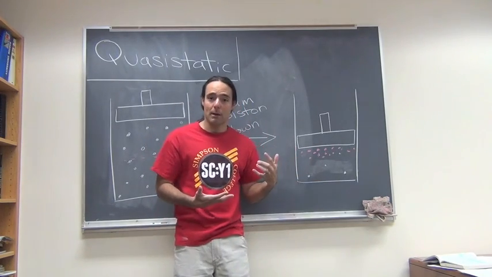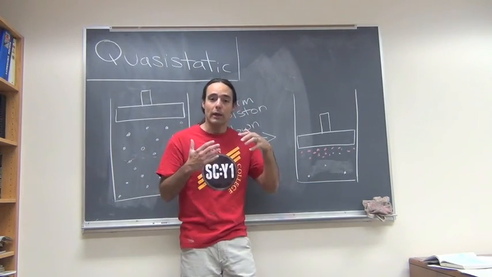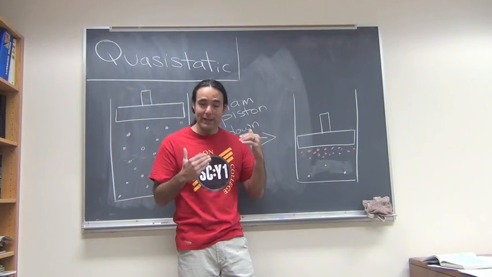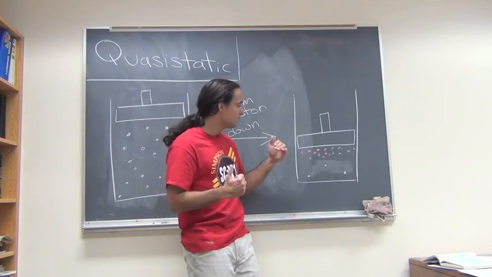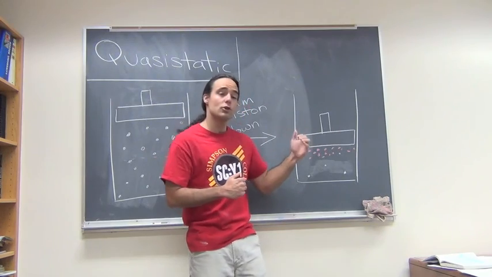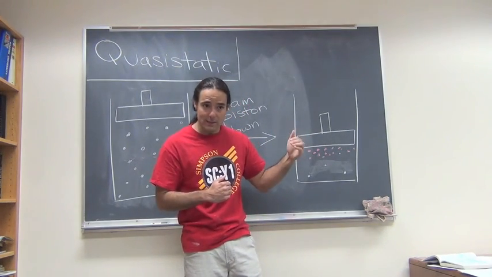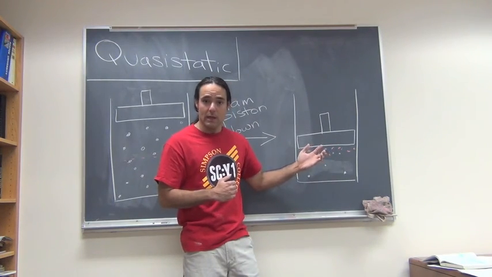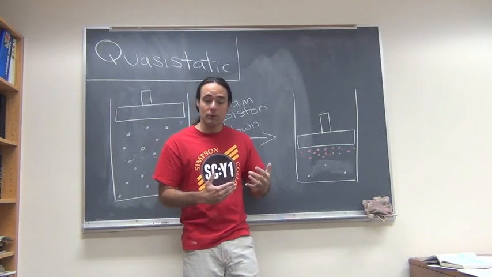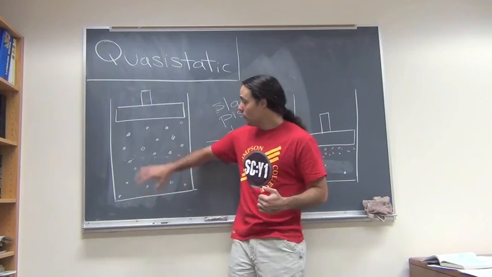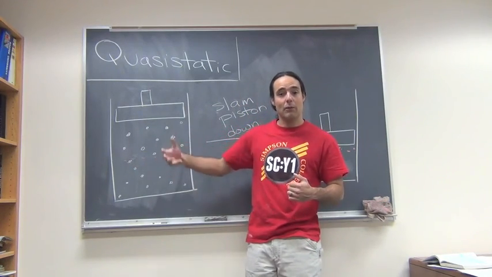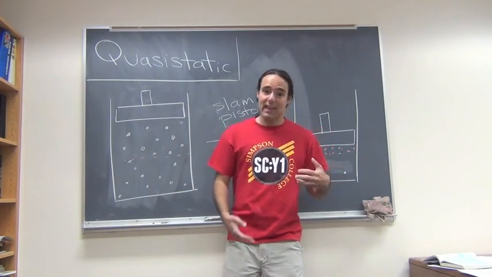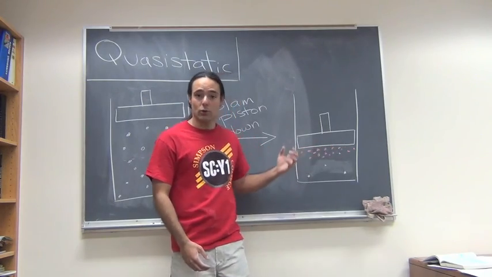Now, why is that a problem? Well, it's a problem because we usually are going to be using the ideal gas law to compute the work done. The ideal gas law assumes that the gas is in equilibrium. So it assumes my molecules are evenly spread throughout the system. That's not going to be the case if I move my piston down too quickly.